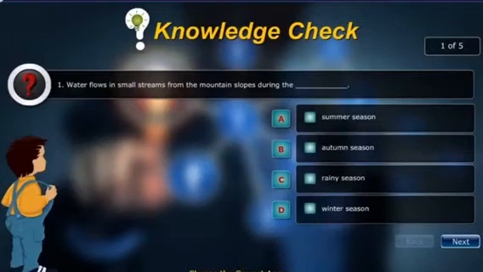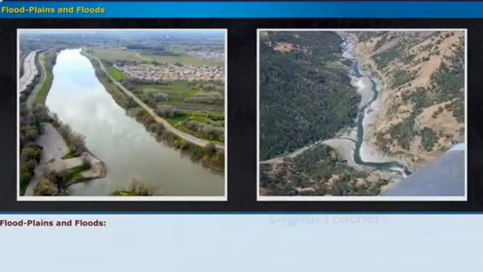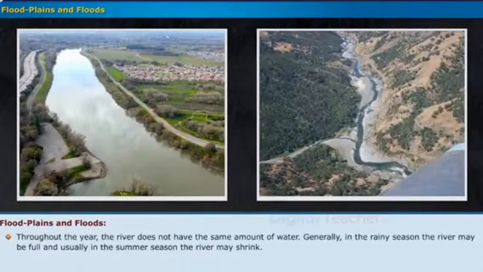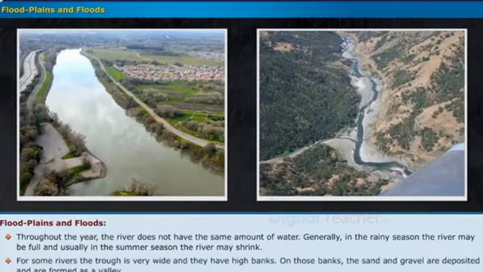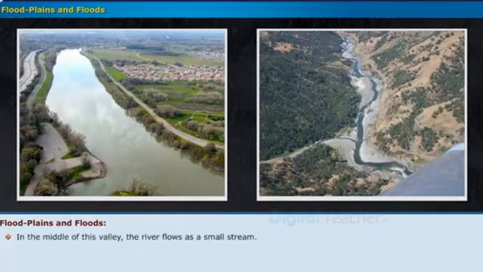Knowledge check. Let us read about the floodplains and floods. Throughout the year, the river does not have the same amount of water. Generally, in the rainy season, the river may be full, and usually in the summer season, the river may shrink. Some rivers have a very wide trough and high banks. On those banks, sand and gravel are deposited and form a valley. In the middle of this valley, the river flows as a small stream.